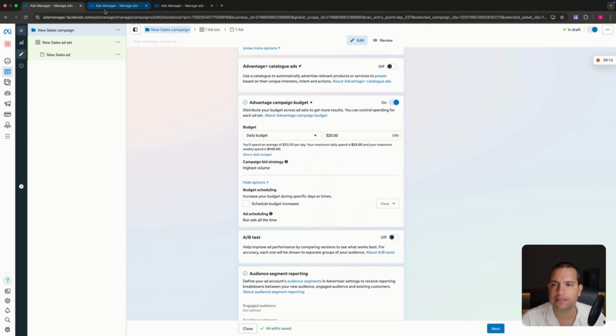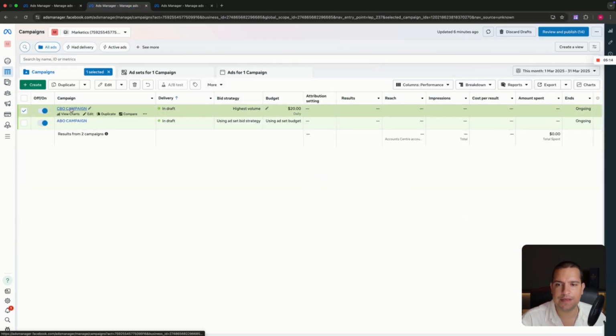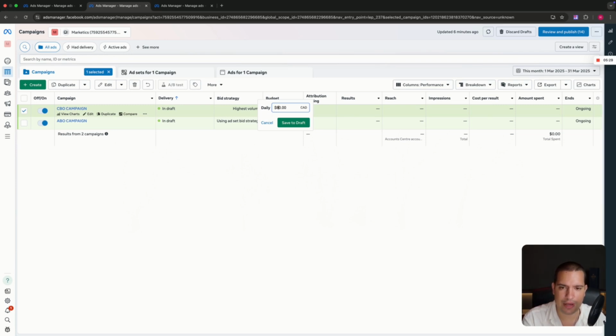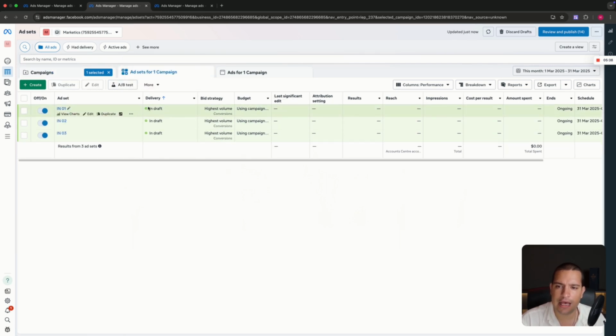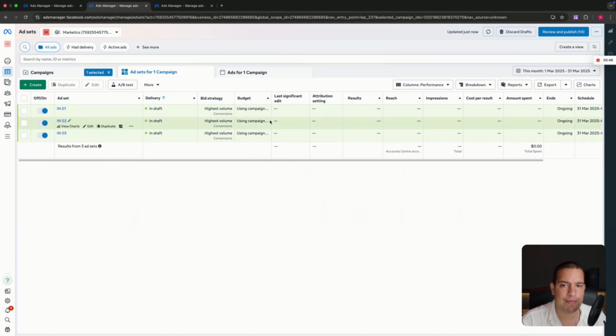So, let's talk about the first thing. Let's talk about CBO. CBO means that the budget is going to be at the campaign level. As you can see, we are here at campaign, and the budget is here. So, you will be able to change the budget at the campaign level right here. You'll be able to change it to whatever you want, depending on how hard or how soft you're scaling. And it will impact any of those interests. So if you have 3 interests, if you have 5 interests, it will impact the ad set. But you see, you cannot change the budget on here.